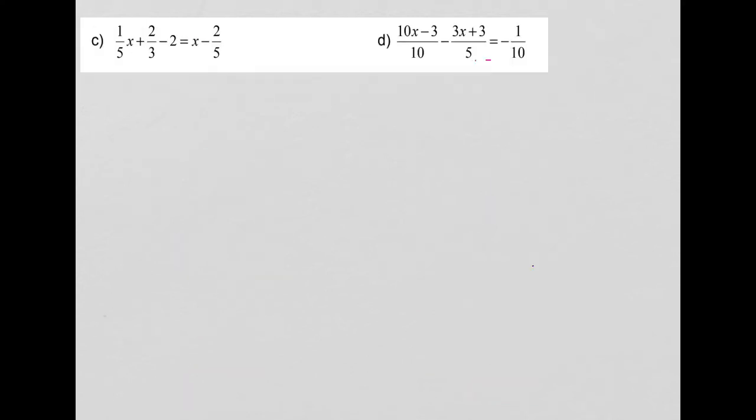Let's move on to part C. Part C, you will see there are many different terms. So the first thing I do is I will change every single term into a fraction. But look at the first term. 1 over 5x means 1 over 5 times by x over 1. Numerator times by numerator, 1 times by x is just x. 5 times by 1 is 5. So just keep that in mind. 1 over 5x means x over 5.